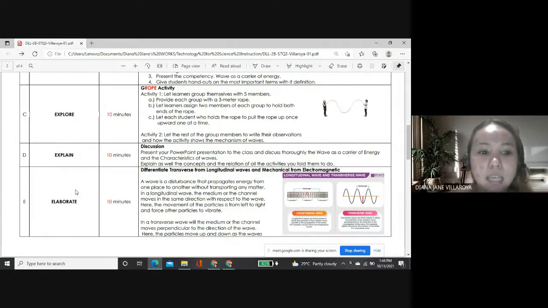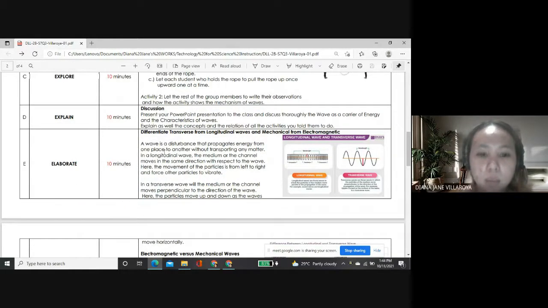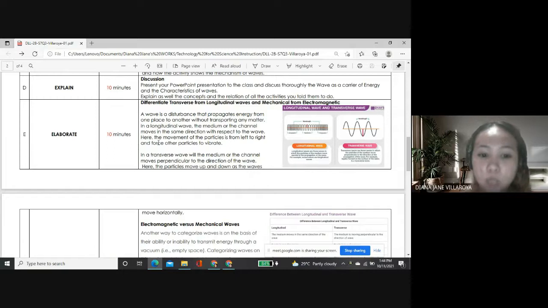And next is that you have to elaborate, differentiate transverse from longitudinal waves and mechanical from electromagnetic. So in this part, you have to let your students understand by presenting analogical scenarios, daily life scenarios that they can depict that use waves as a carrier of energy.